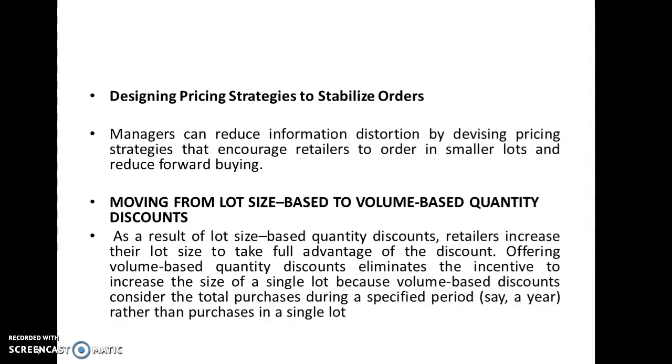Next one is designing pricing strategies to stabilize orders. Managers can reduce information distortion by devising pricing strategies that encourage retailers to order in smaller lots and reduce forward buying. We already discussed what you mean by forward buying. So we have to avoid the forward buying by the retailers.